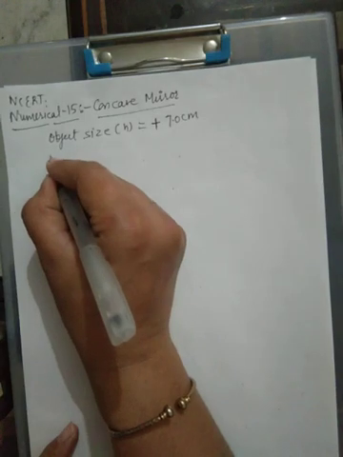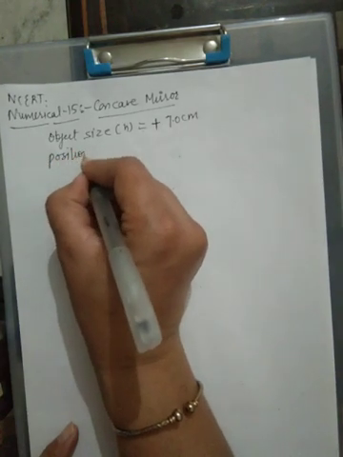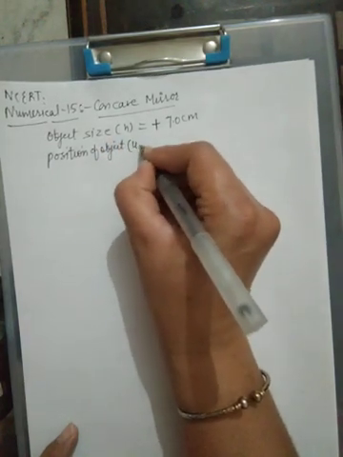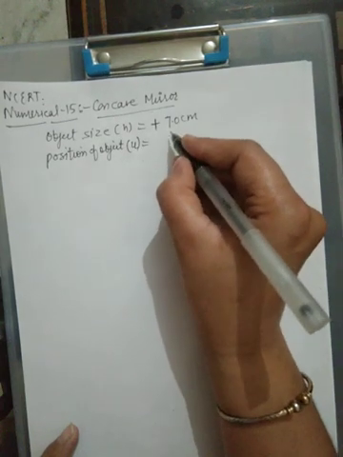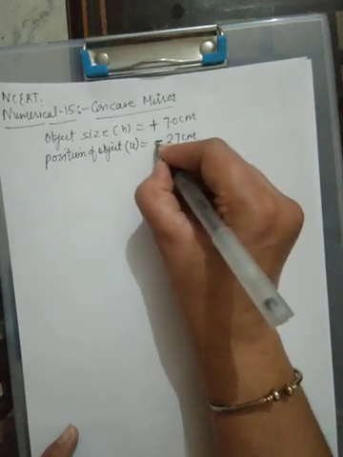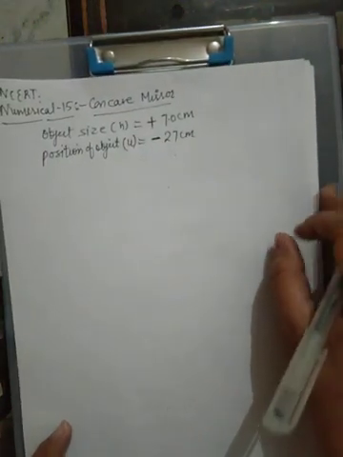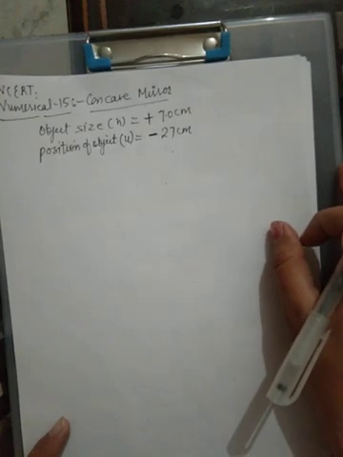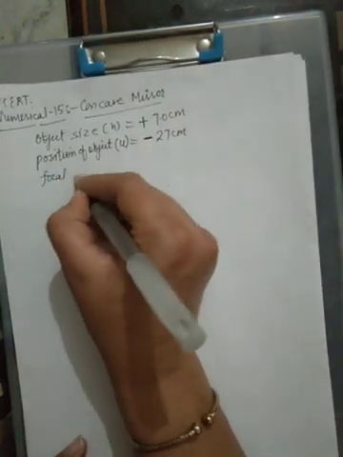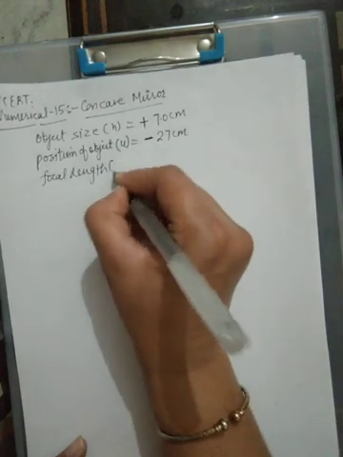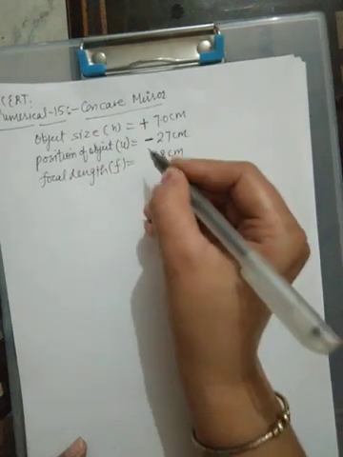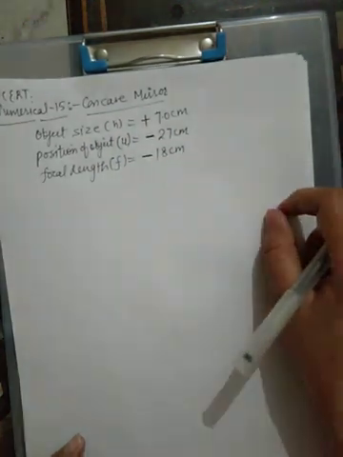It is placed at 27 centimeter in front of the mirror. It means position of object. Object position is denoted by U, that is 27 centimeter, but U is always negative, so minus 27 centimeter. The concave mirror has focal length 18 centimeter. So focal length of concave mirror is given, that is denoted by F, and that is 18 centimeter. For concave, F is always negative.